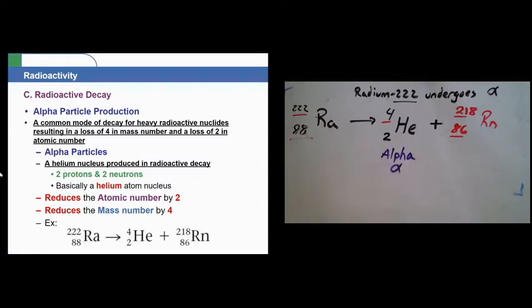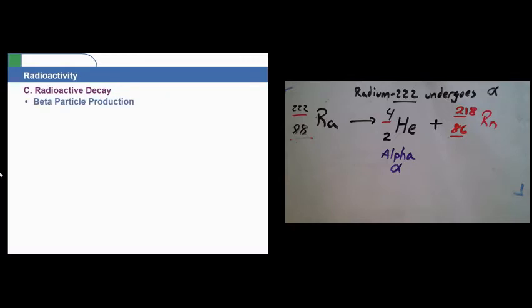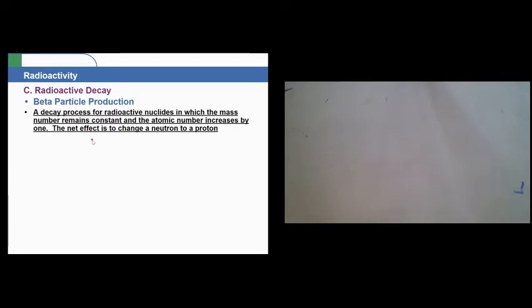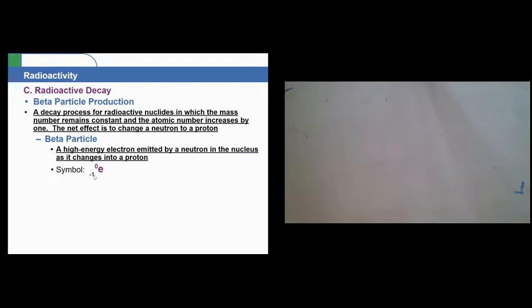Now I'm going to show you an example for beta particle production. Hopefully you have written that down, and now I'm going to erase. Beta particle production is a decay for radioactive nuclides in which the mass number remains constant and the atomic number increases by 1. The net effect is to change a neutron into a proton. It produces a beta particle, which is a high-energy electron emitted by a neutron in the nucleus as it changes into a proton.